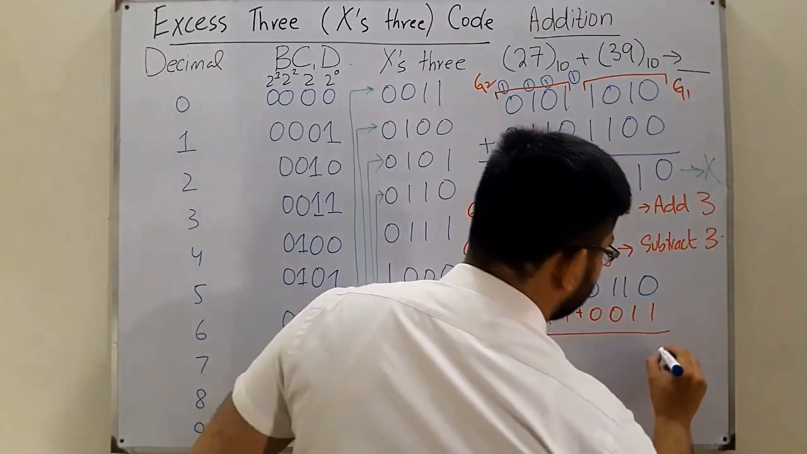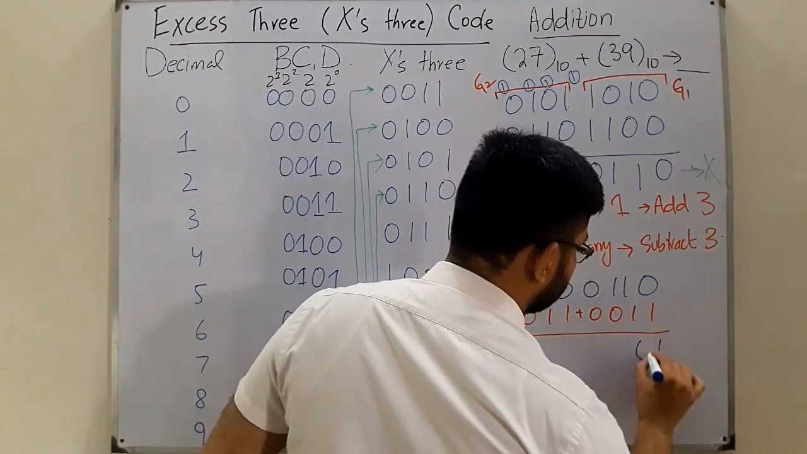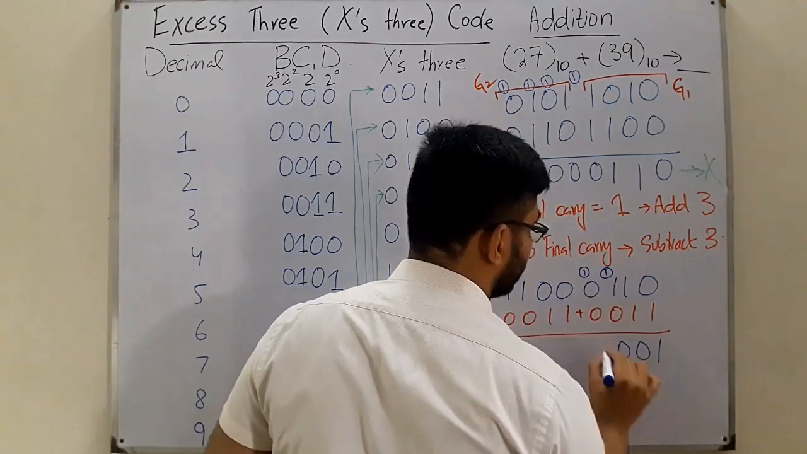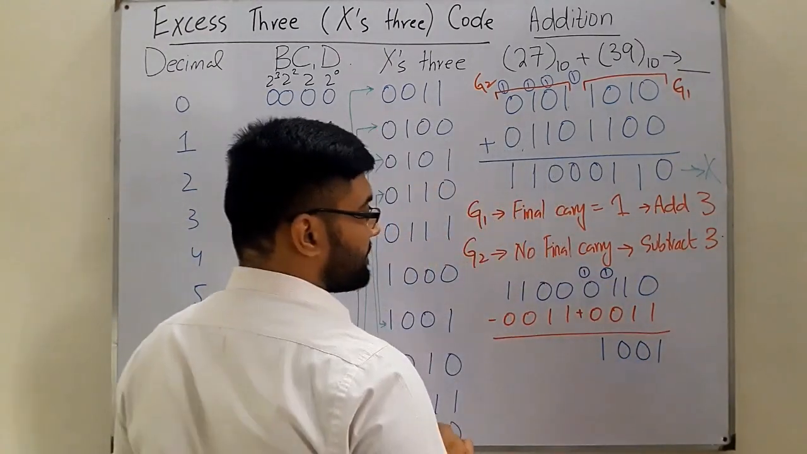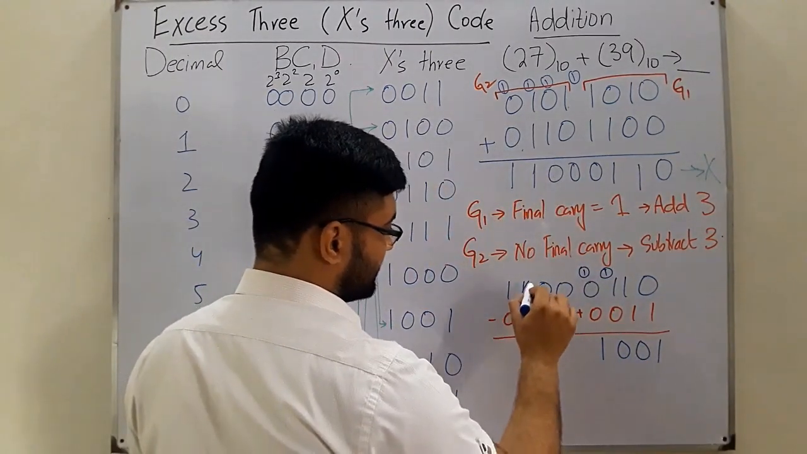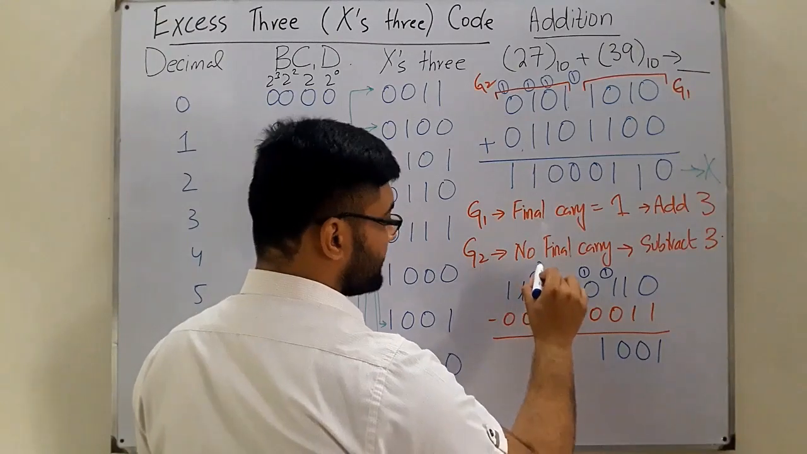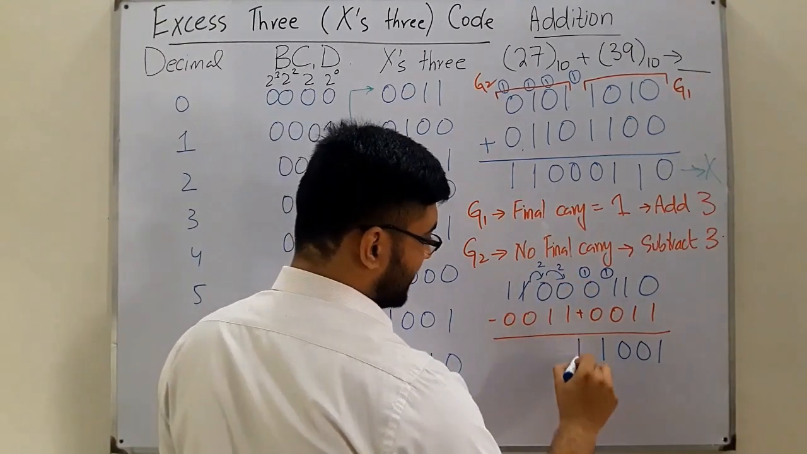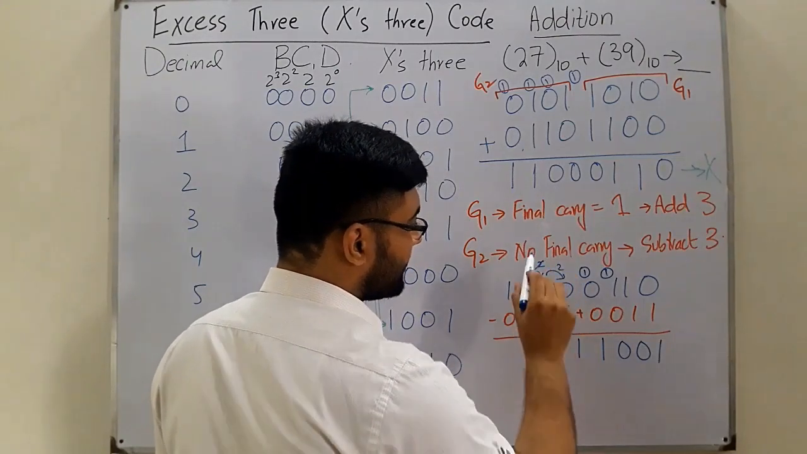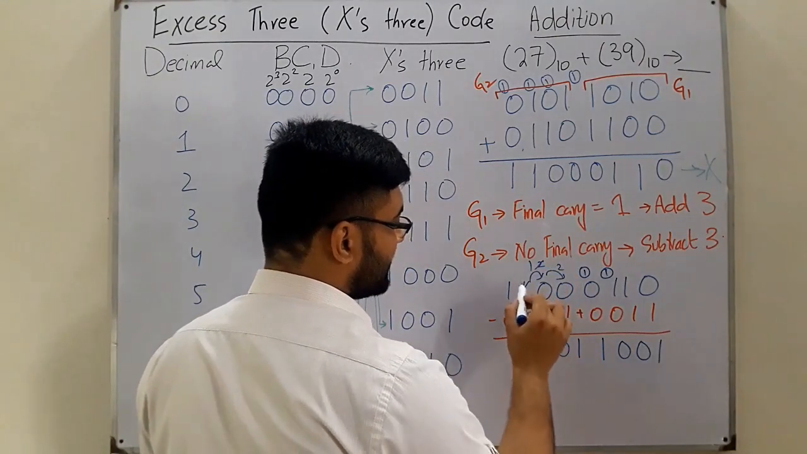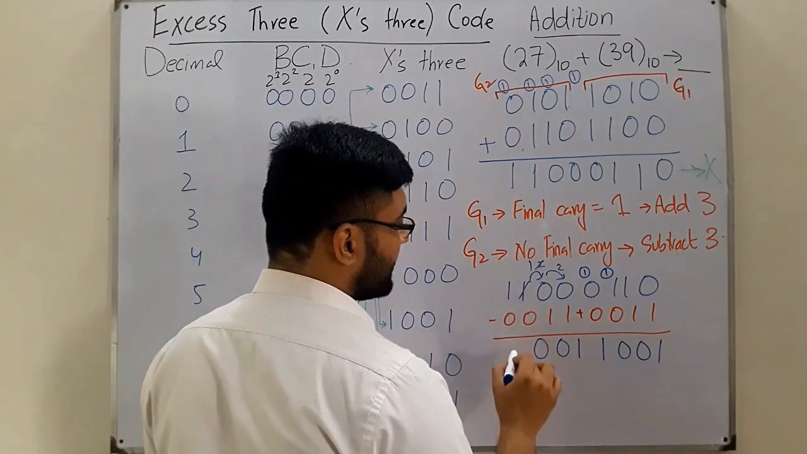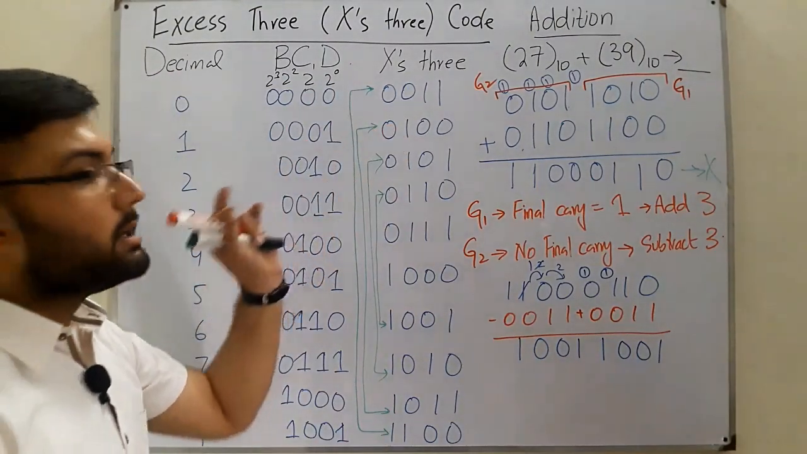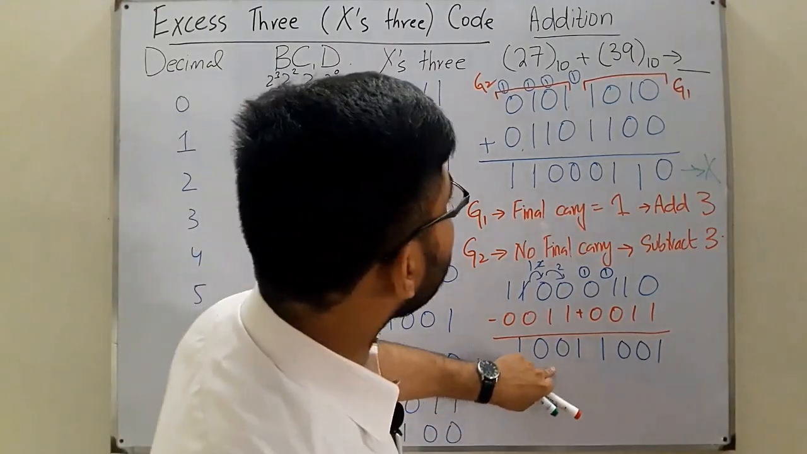So 0 plus 1 is a 1, 1 plus 1 is a 0 with 1 carry, 1 plus 1 is again 0 with a 1 carry, and this would give you a 1. Now, 0 minus 1 is not possible, so you take a borrow. This becomes a 2, you have it from here. Now 2 minus 1 is a 1, this remains a 1. 1 minus 1 is a 0, this remained a 0. 0 minus 0 is again a 0, and 1 minus 0 is a 1. So the final answer for 27 plus 39 is this.